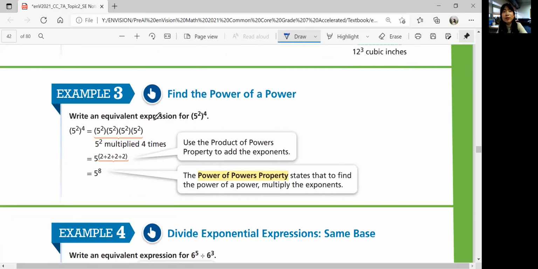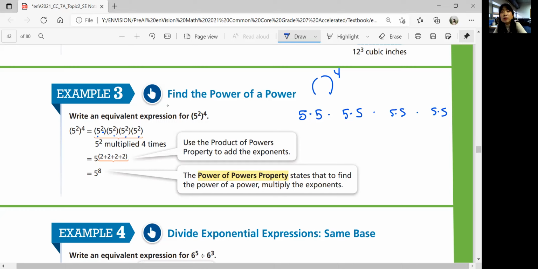Okay, example 3, find the power of a power. What happens if you have a power on top of the power? Okay, if you have 5 squared to the 4th power, for example, what does that mean? It means whatever's inside this parenthesis is multiplied 4 times. That is what your power means. So whatever your number is inside the parentheses, which is 5 squared, which is also 25, you multiply that whole thing, including the power, 4 times. So you're multiplying 5 squared times 5 squared times 5 squared times 5 squared, 4 times, okay? And so you have the same base. And if you're multiplying it 4 times, it's really 5 times 5, times 5 times 5, times 5 times 5, times 5 times 5, right? So total, how many 5s are you multiplying?